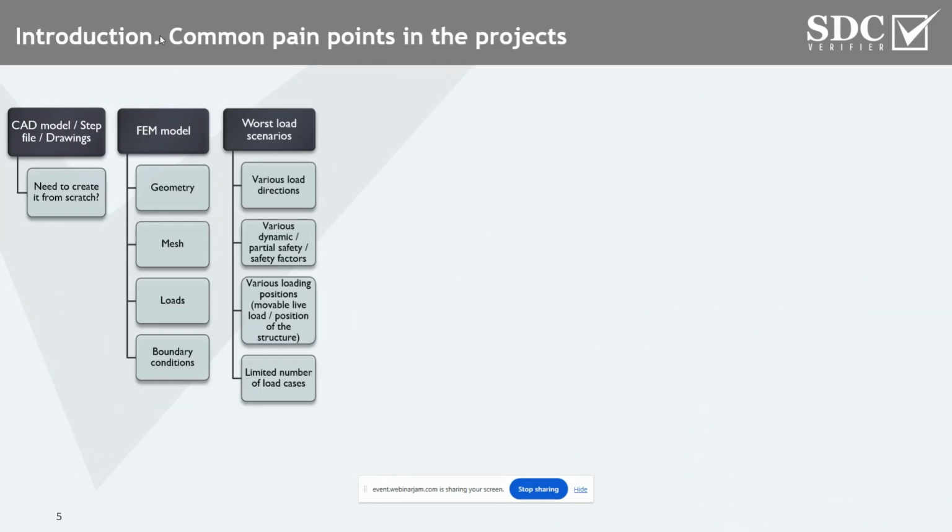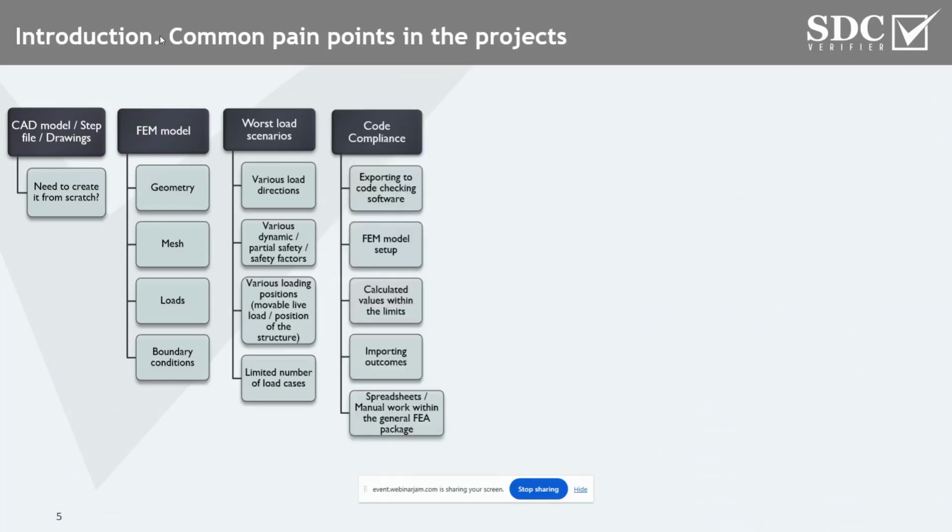With worst load scenarios, it becomes a bit more complicated because you have different load directions, different factors you have to account for according to standards. It can be dynamic factors, safety factors, various positions perhaps. For example, you have different positions of your live load, which is a movable load, for example, equipment, or maybe even the position of another part of the structure, like, for example, a trolley in terms of the heavy lifting industry. All these things make it more challenging to consider all possible scenarios, so you end up with a limited number of load cases to speed up the process.